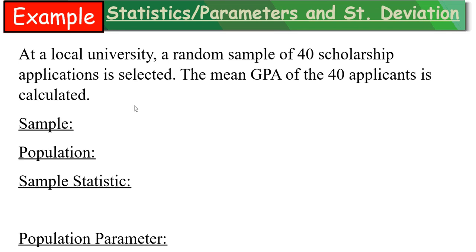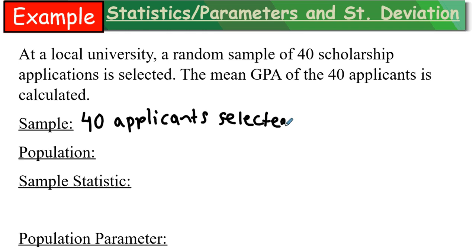Let's work a scenario so you can see it in action. At a local university, a random sample of 40 scholarship applicants is selected, and the average GPA of those 40 applicants is calculated. The sample are the 40 applicants selected. The population would be all scholarship applicants.